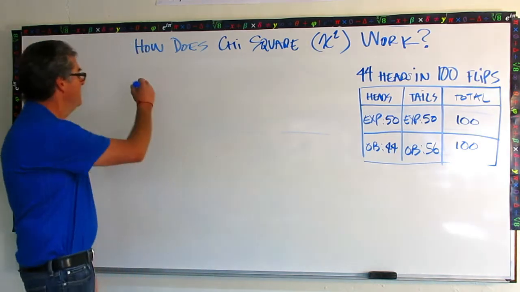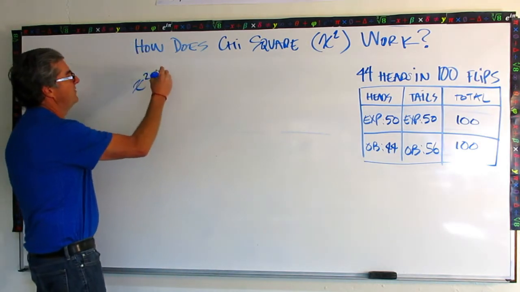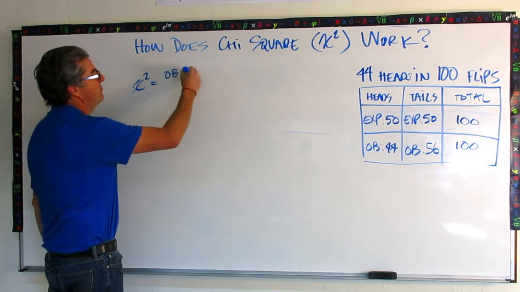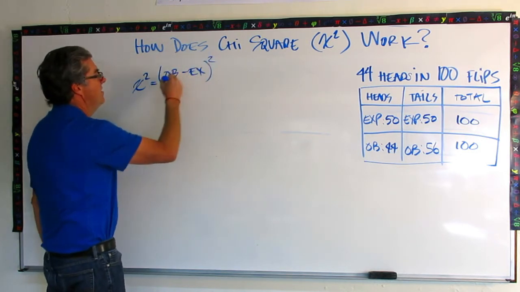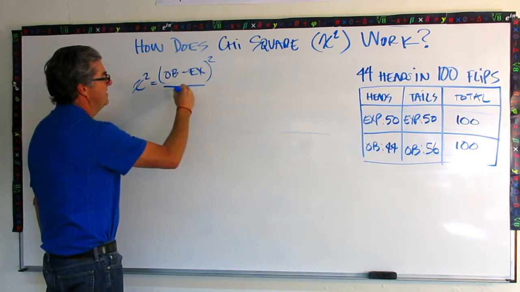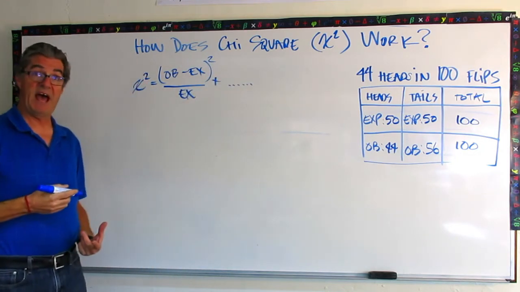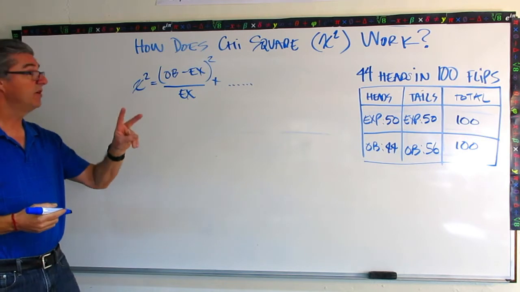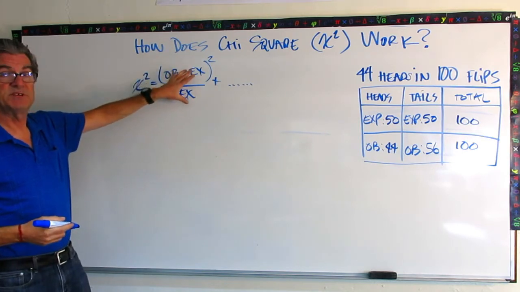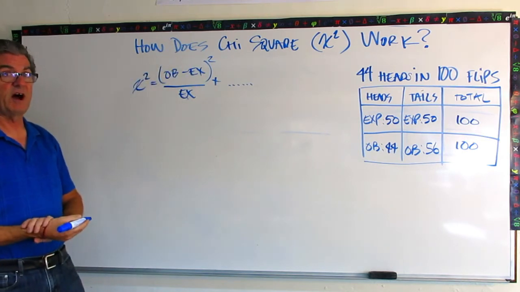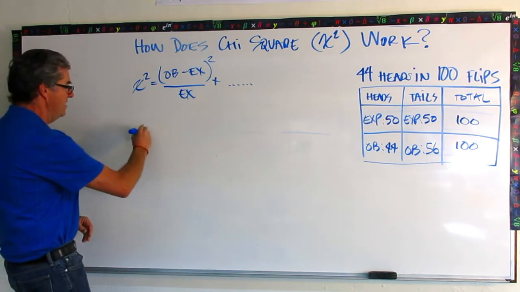Remember, chi-square equals observed minus expected squared over expected plus however many results we have. In this case, we have just 2 results, so I'm going to have 2 of these terms that we can then do some number crunching on. So let's move that down.